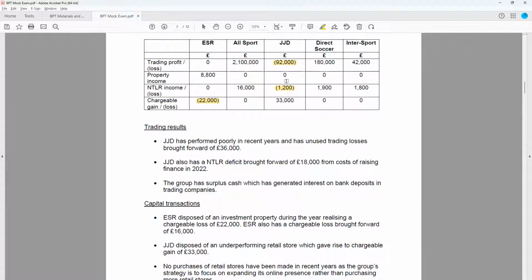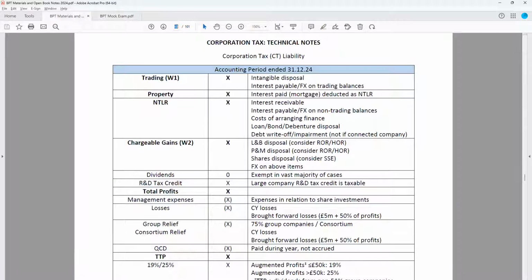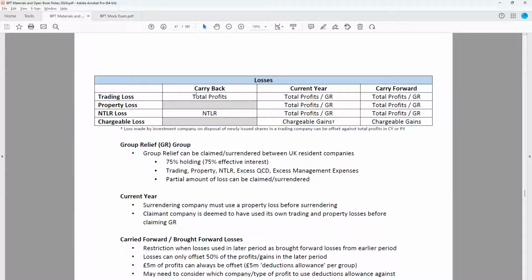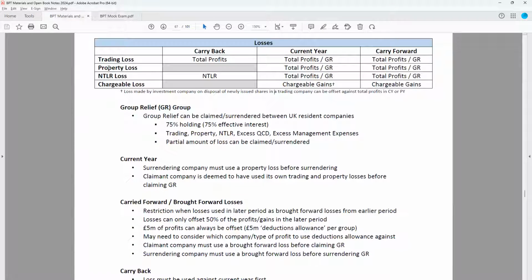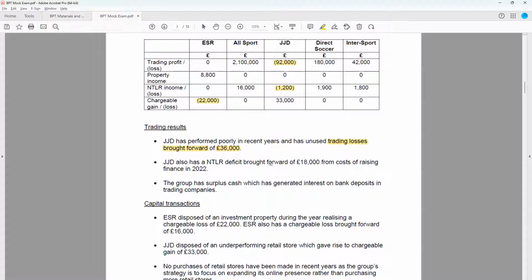So we're told JJD has performed poorly in recent years and has unused trading losses brought forward of 36k. So it's got brought forward trading losses as well. So we'll be thinking about how we're going to use these losses. We've got trading losses and an NTLR loss in the current year. Also got a brought forward trading loss as well. So that could also be used by the same company or the group.